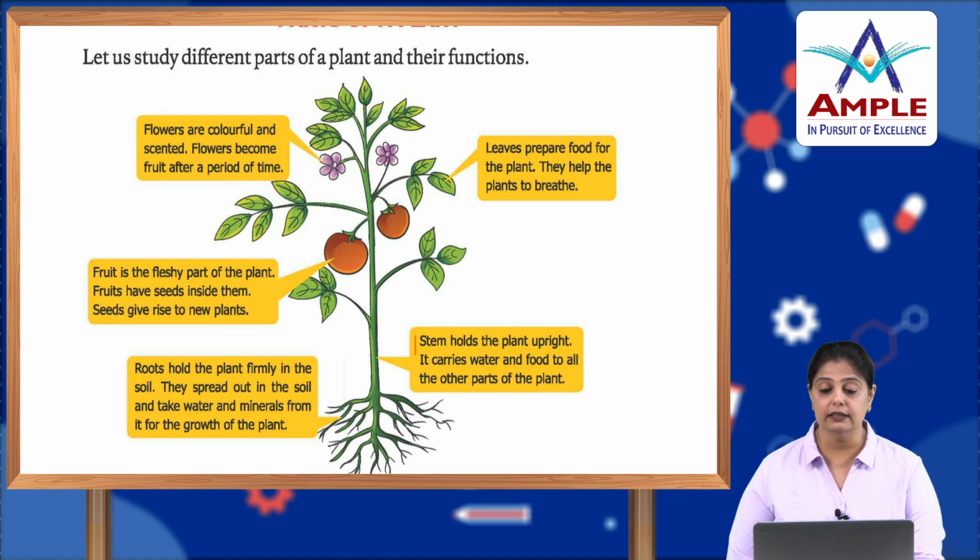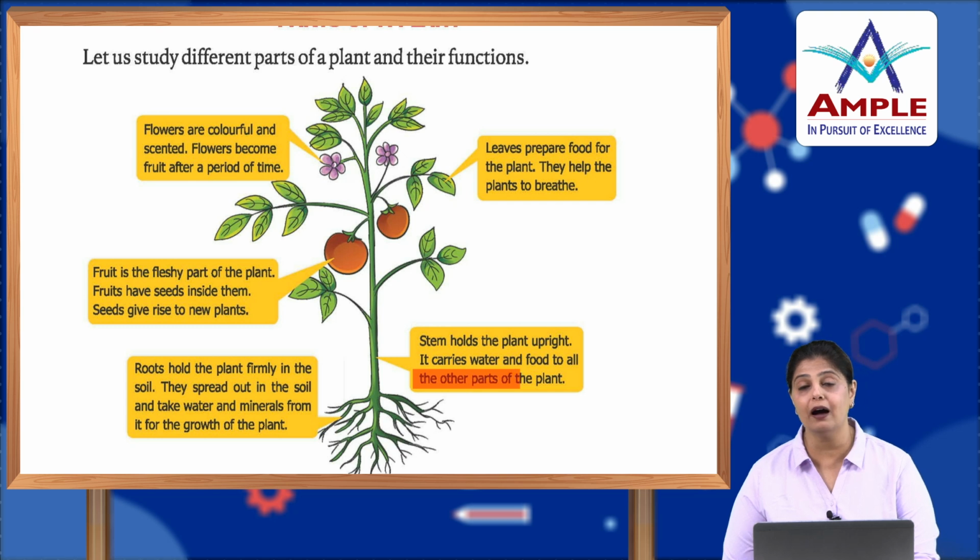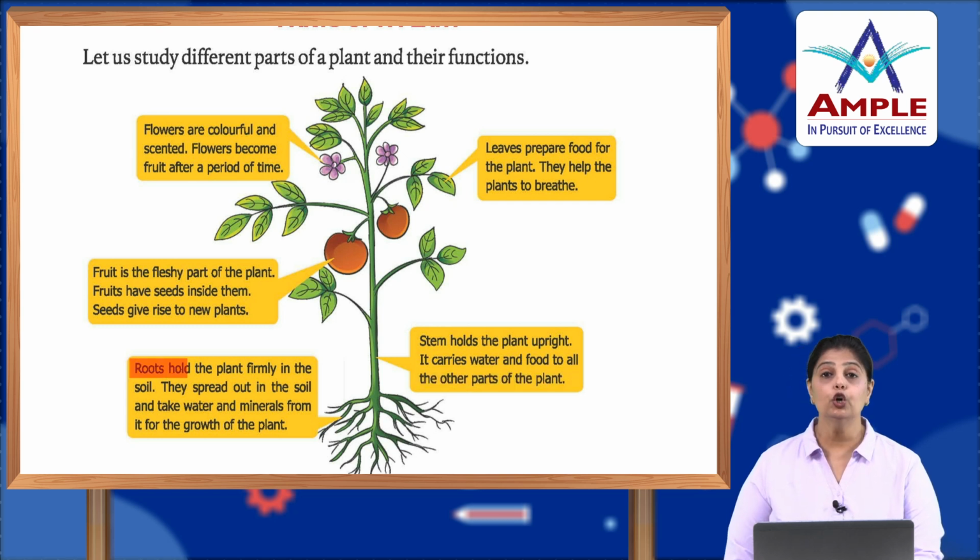Then stem. What holds the plant upright? It is the stem. It carries food and water to all the other parts of the plant. Roots hold the plant firmly in the soil. They spread out in the soil and take water and minerals from it for the growth of the plant.